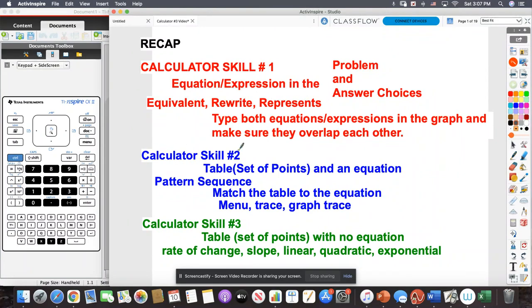Next, calculator skill number 2 is recognizable by somewhere in the problem is a table and somewhere is an equation. So either the problem has a table and the answer choices are equations or expressions, or the problem has an equation or expression and the answer choices are tables or a set of points. Could be a pattern or sequence, so you could have to create that table from the pattern or sequence. And in the calculator, you're just going to match the table to the equation. Menu, trace, graph trace.